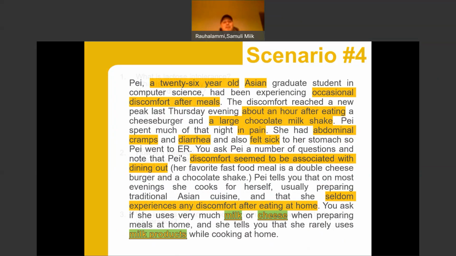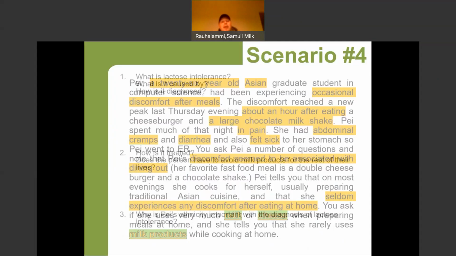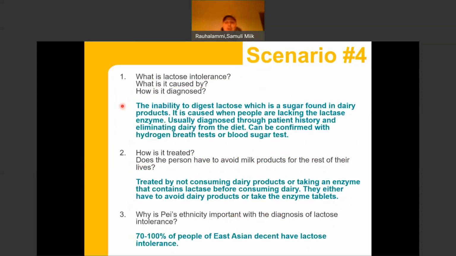We find out that Pei is lactose intolerant, which refers to the inability to digest lactose, a sugar found in milk products. This is caused when one is lacking lactase enzyme. Typically, the diagnosis would be through eliminating the milk products from the diet for a period of time, seeing if there's an improvement and drawing conclusions from that. We can do blood tests. We can even do breathing tests to have a more formal diagnosis.